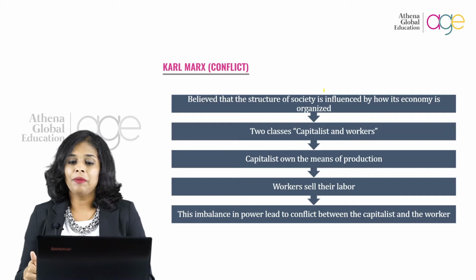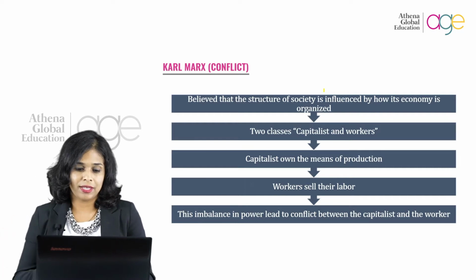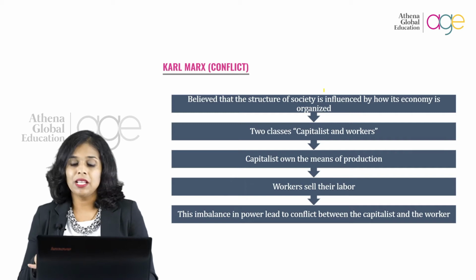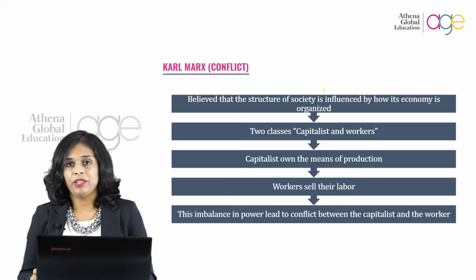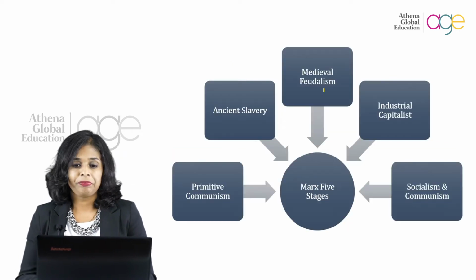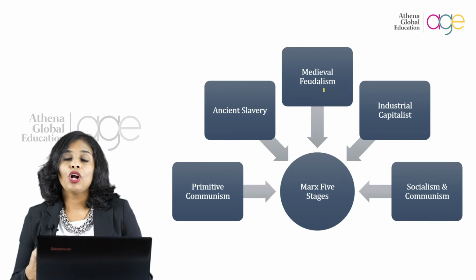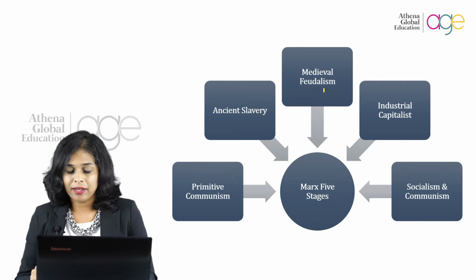So, in the economy you will have capitalists on one side and workers on the other side, and this imbalance in power between the capitalists and workers leads to a conflict. This is the concept of conflict given by Karl Marx. Next, let us see the 5 stages of economic development given by Karl Marx.